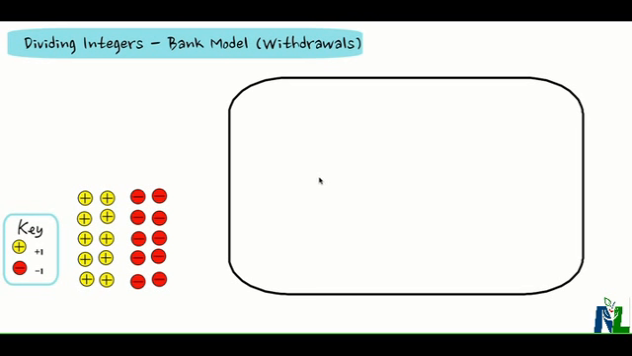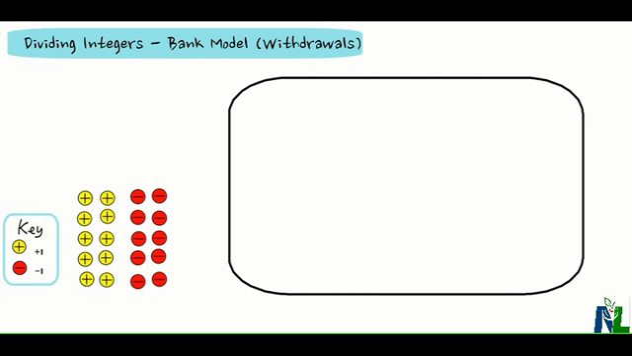So I'm going to continue with the bank model for dividing integers. And this time, the integers I'll be dividing will have opposite signs. So when that's the case, you're going to end up withdrawing from the bank instead of depositing into the bank. And I'll show you how that works.